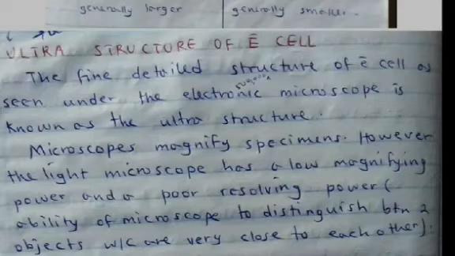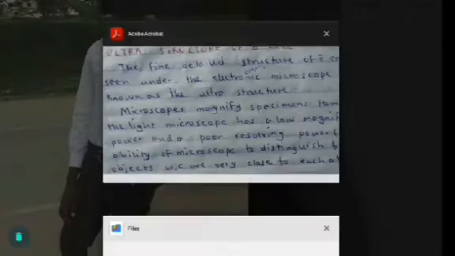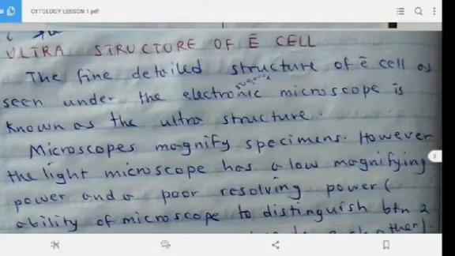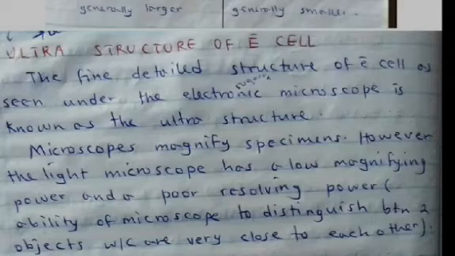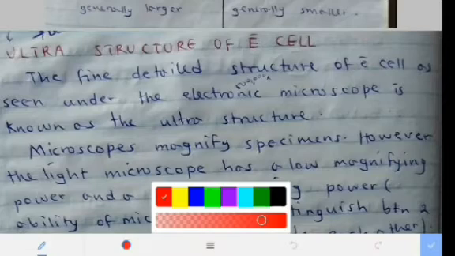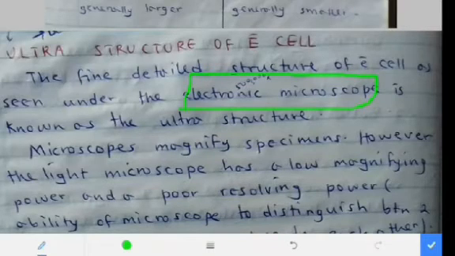And there we are saying that the fine detailed structure of a cell as seen under the electron microscope is known as the ultrastructure. So the ultrastructure is the one that is seen under an electron microscope, the one that magnifies about 5,000 times.